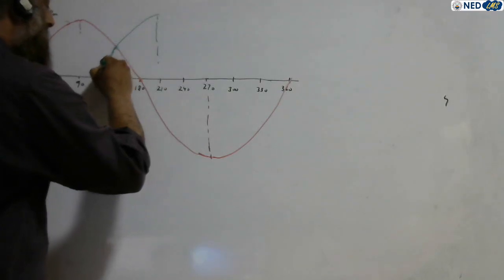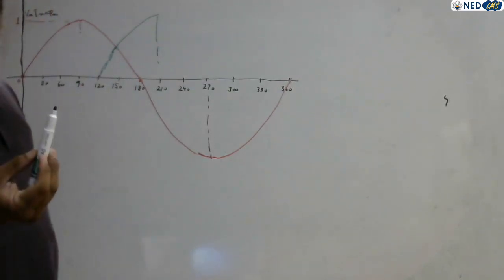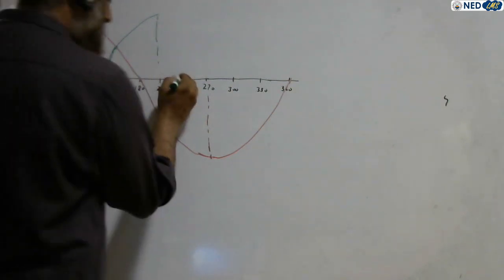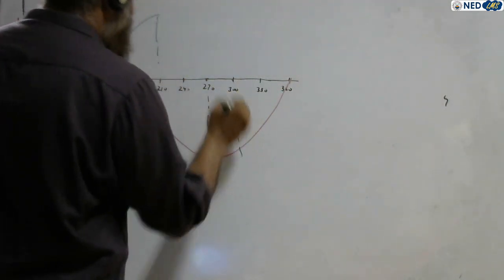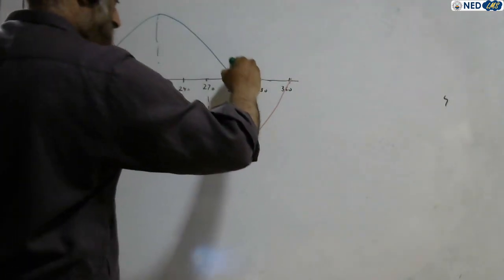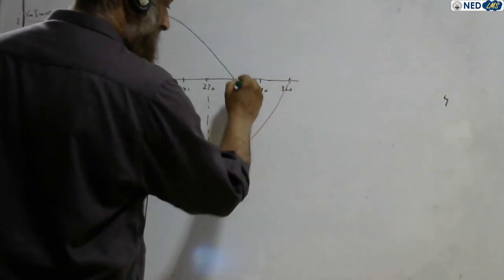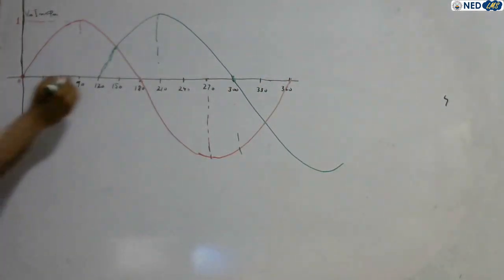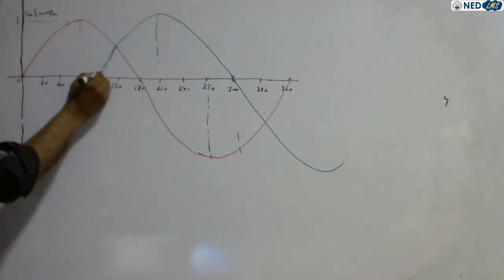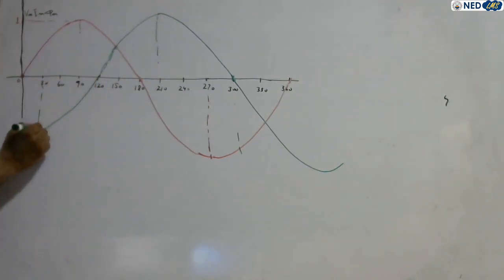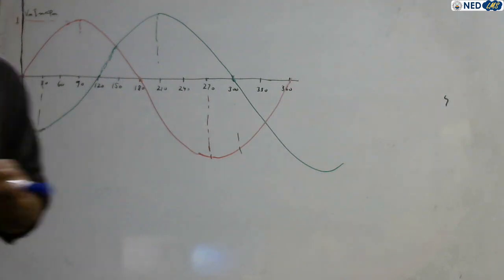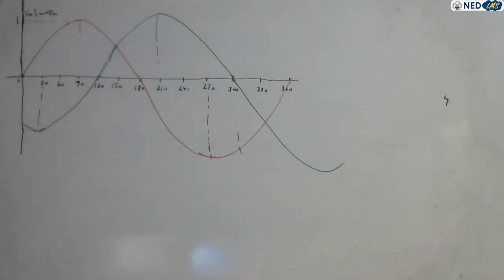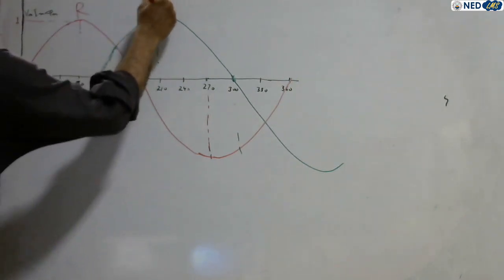The yellow phase. I don't have yellow color, so I use green, right? Then again 30, 60, 90. It will become 0. And again it goes like this, and similarly it comes backside, 30, 60, 90. The negative peak, right? So see, this is the red phase and this is the yellow phase, right?